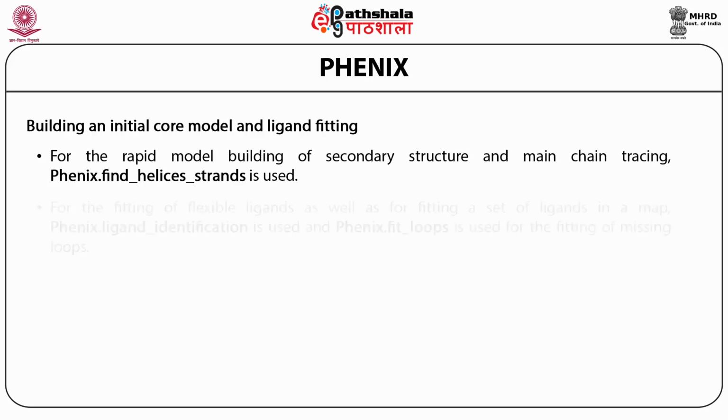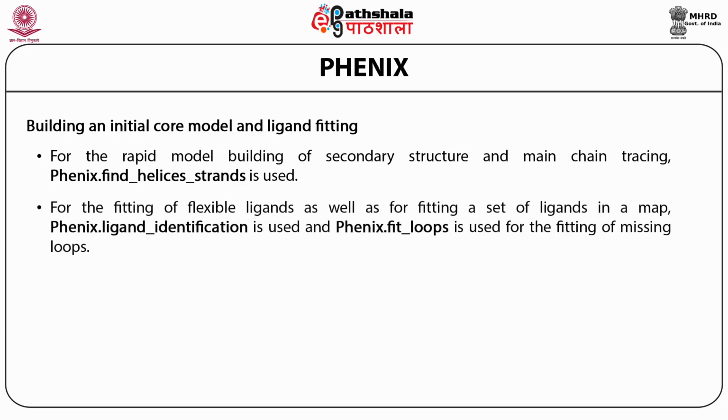PHENIX.find_helices_strands is used. For the fitting of flexible ligands as well as for fitting a set of ligands in a map, PHENIX.ligand_identification is used, and PHENIX.fit_loops is used for the fitting of missing loops. So thus, PHENIX can be used for main chain tracing and also for fitting a set of ligands and also for fitting the missing loops.